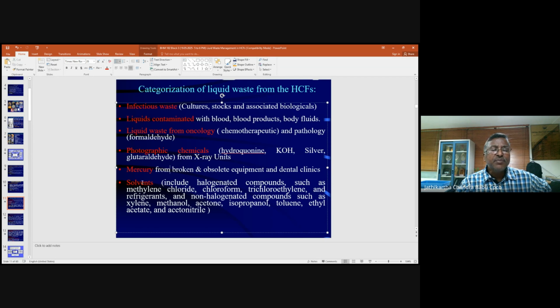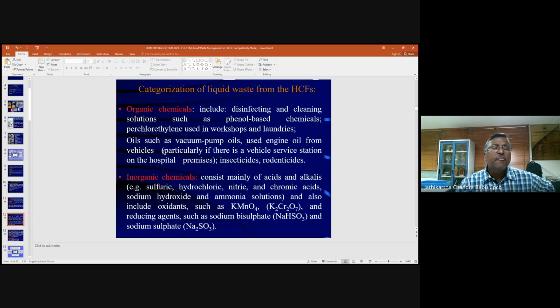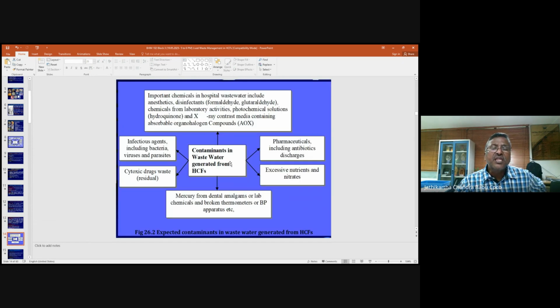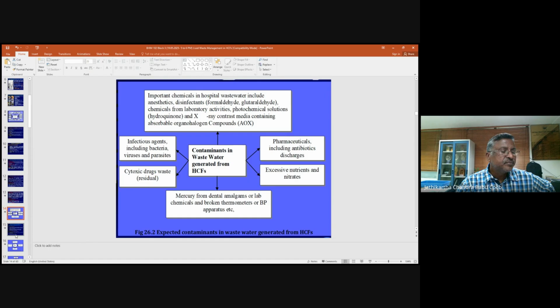Apart from this, you can expect solvents, including halogenated compounds such as methylene chloride, chloroform, trichloroethylene, and refrigerants, and non-halogenated compounds such as xylene, methanol, acetone, isopropanol, toluene, ethyl acetate, and acetonitrile, which are used in hospitals for different purposes. Therefore, organic chemicals as well as inorganic chemicals will be generated in the liquid wastewater. These are the components that you can expect from the hospitals, already discussed in the above slides.